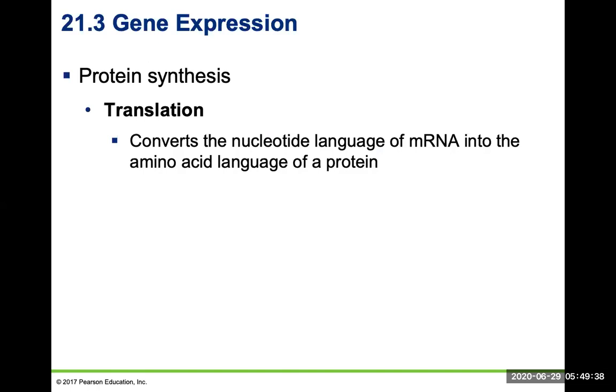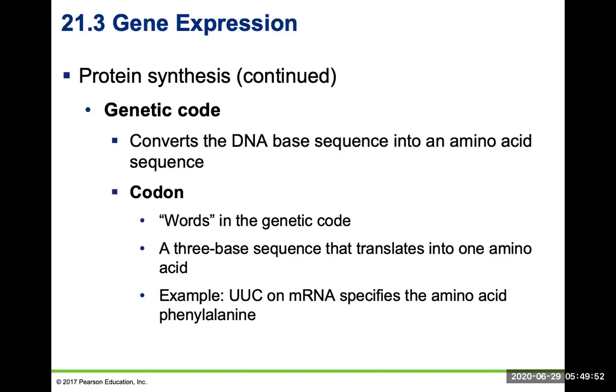We talked about transcription going from DNA to RNA, and then RNA leaves the nucleus. Translation converts the nucleotide language of an mRNA into the amino acid language of a protein. Then the genetic code converts the DNA base sequence into an amino acid sequence. A codon is a 3-base word in the genetic code. It's made of 3 base sequences that translate into 1 amino acid. And proteins are made up of 20 different amino acids.